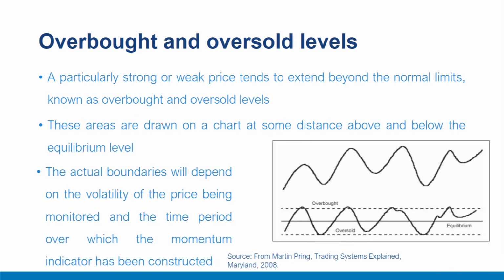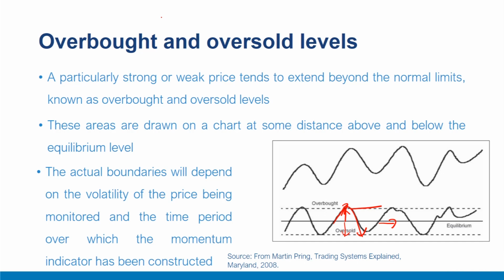The same principle holds true for momentum indicators in the marketplace, except that the market's leash should be thought of as made of rubber, so that it's possible for particularly strong or weak price trends to extend beyond the normal limits known as overbought and oversold levels. Like these levels here, we can see from one end at overbought to the other end, which is oversold. These areas are drawn on a chart at some distance above and below the equilibrium level, as shown in the figure here.